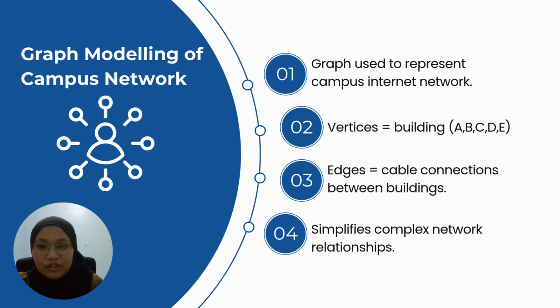Today I will continue the explanation of the graph modeling of the campus network. In this project, we model the campus internet network using a graph. Each building is represented as a vertex, while the cables connecting them are represented as edges. This approach allows us to simplify complex network relationships into a clear mathematical structure.